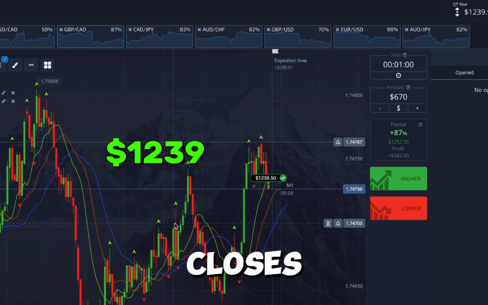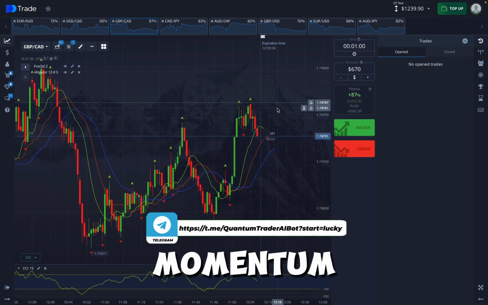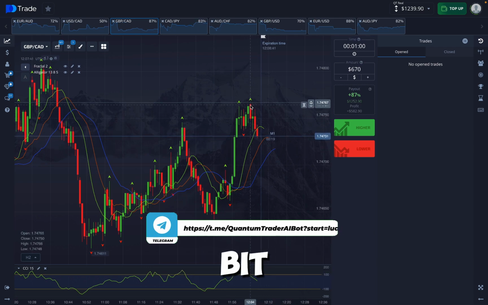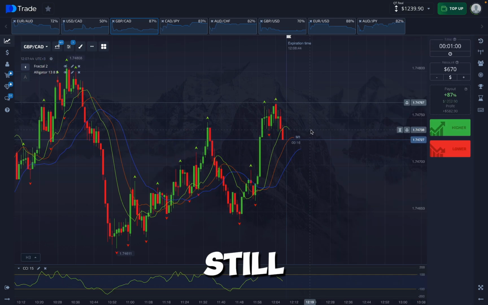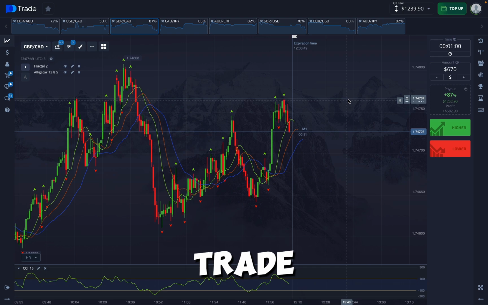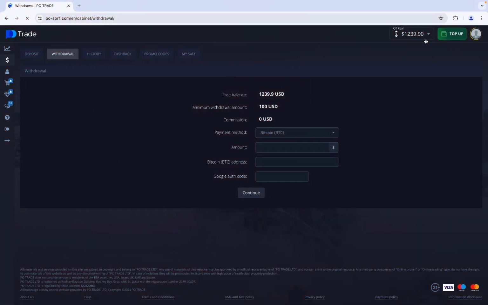And the trade closes in the plus side, a solid close. I didn't even think that such a momentum move at this minute could follow. I thought it would happen a little bit later, but still. Great. I am absolutely satisfied with the result of the trade today. Let's move to the conclusion and fix today's profit.